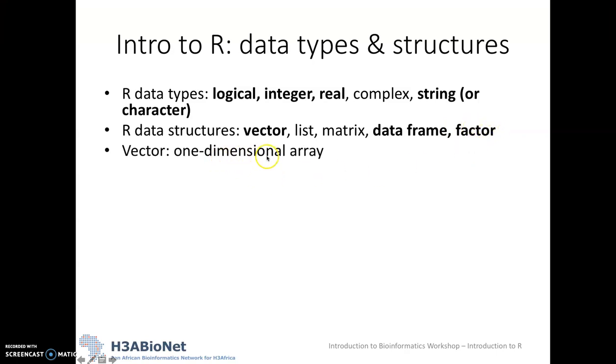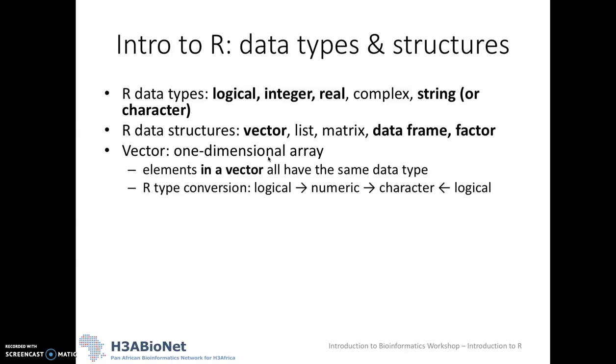So a vector is a one-dimensional array, and last time we mentioned all the elements in a vector have to be the same data type. So for instance, they can all be numbers or they can all be character strings, but not a mix. It's important to note that if you do perhaps give R a mix of, say, numeric and character, there's a set hierarchy in R for type conversion.